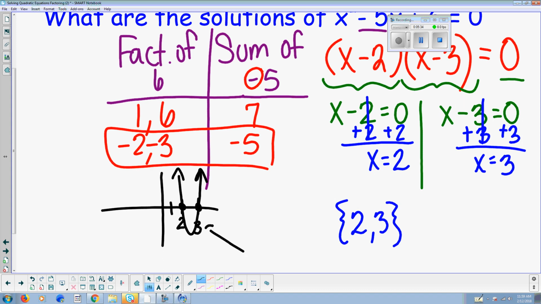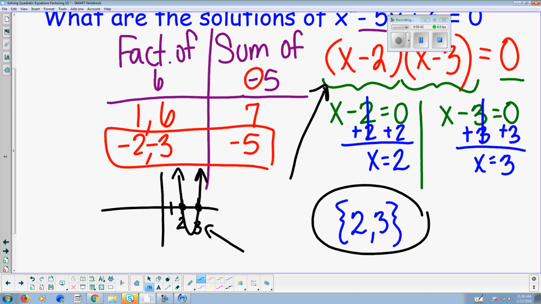So we could solve by graphing, but now we're learning a second method. We can solve by factoring. So we get the solutions 2 and 3, and this is a way of solving without having to graph.